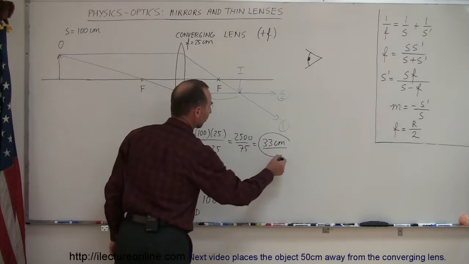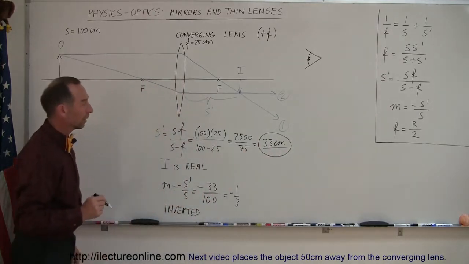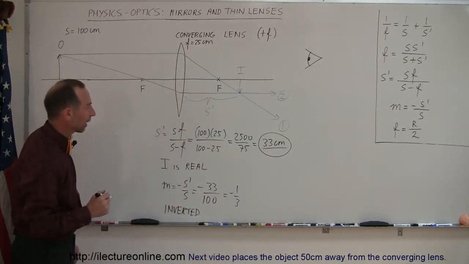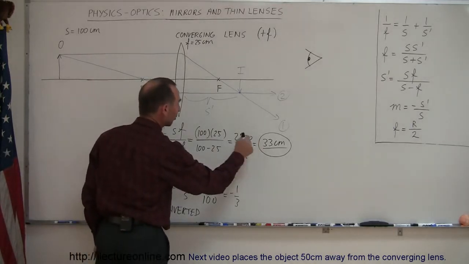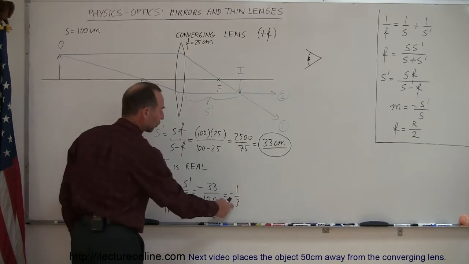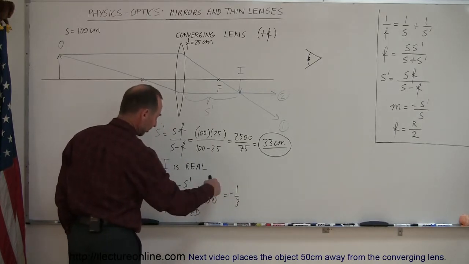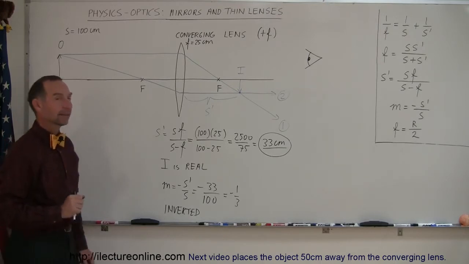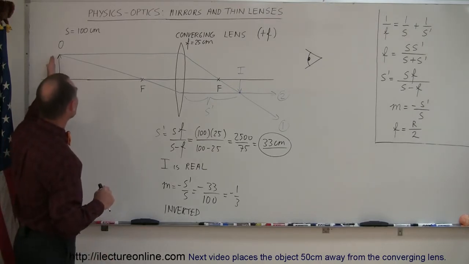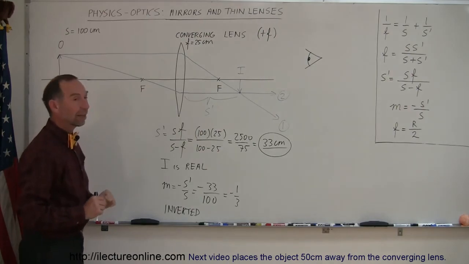We found the distance to the image from the lens, and it's 33 centimeters behind the lens. I is real because we have a positive image distance. The magnification is 1/3 the original size. Negative means that it's upside down or inverted. And that's how you do that problem. In the next example, we're going to start moving the object closer to the lens and see what happens.